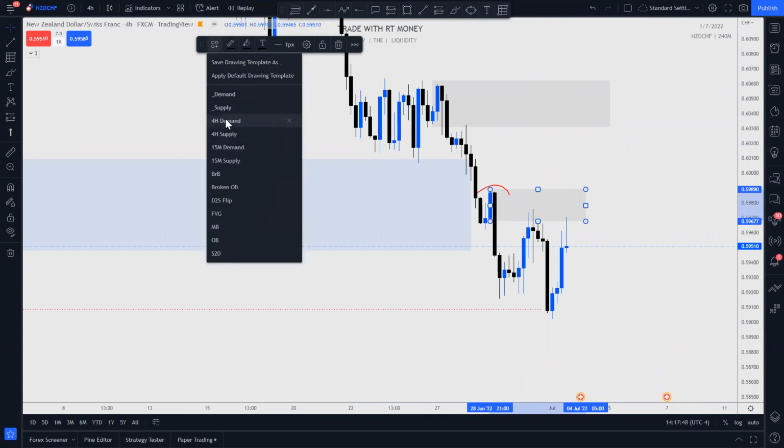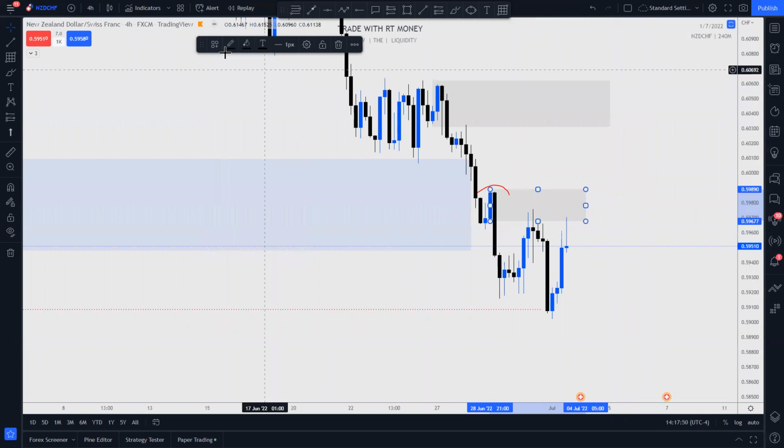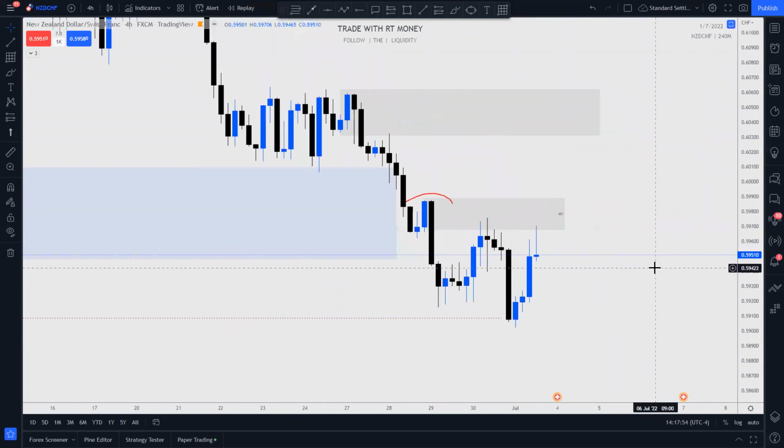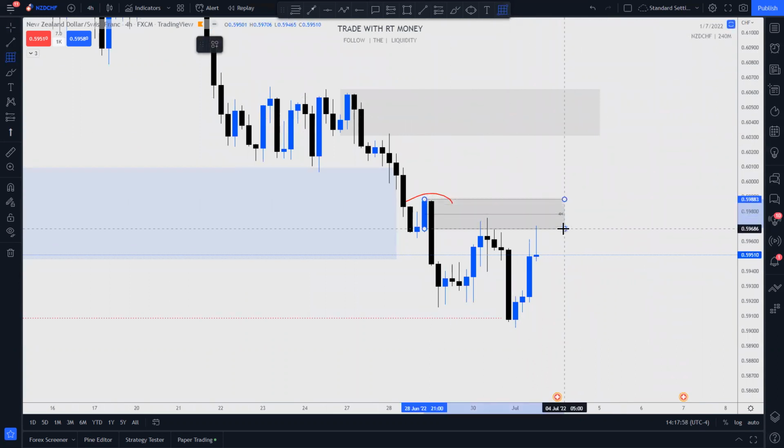Prices are already mitigated this one time. All right. We've already done it one time already. There you go. And there is a midpoint that we have not touched yet. We haven't touched the EQ, the mean threshold of this zone yet.